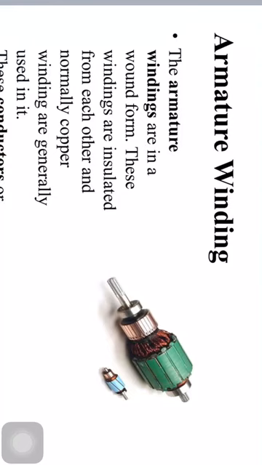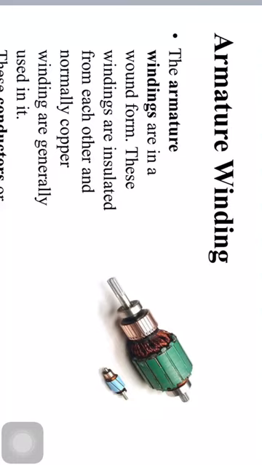Double layer lap or wave windings are generally used, and a double layer winding means that each armature slot will carry two different coils. So here the armature windings are in a wound form, and these windings are insulated from each other, and normally copper windings are generally used. These conductors or winding is placed in the armature slots which are lined with insulation. This is about armature winding.